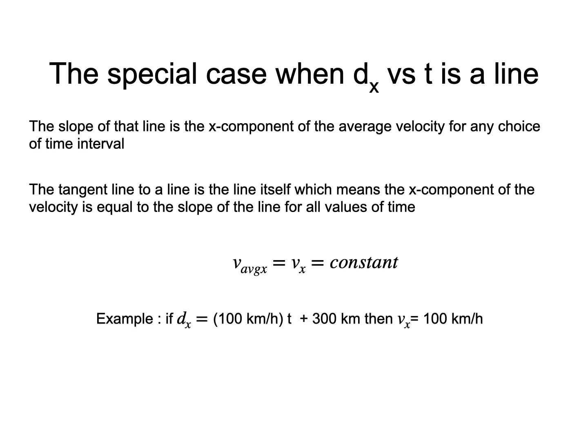For example, if dx equals 100 km per hour times t plus 300 kilometers, we have the equation of a line, and the number in front of t is the slope of the line. So the x component of the velocity equals 100 km per hour for all values of time.